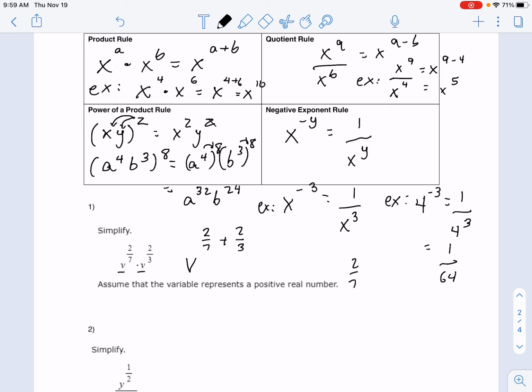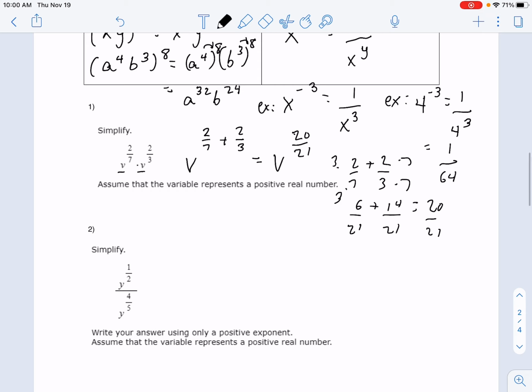2/7 plus 2/3. We need a common denominator, of course. Common denominator is 21, so this needs a times 3. This needs a times 7. So we have 6/21 plus 14/21, which is 20/21. So this is going to be v to the 20 over 21.